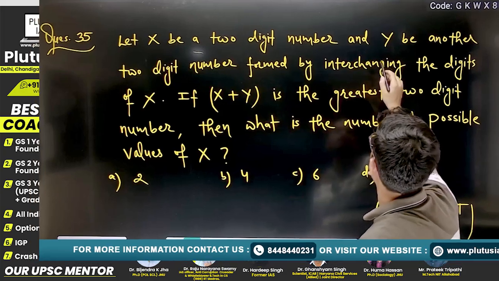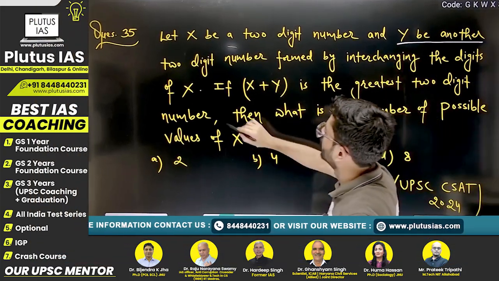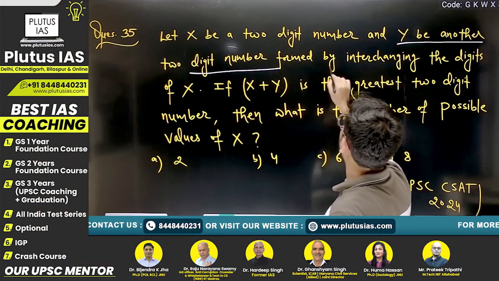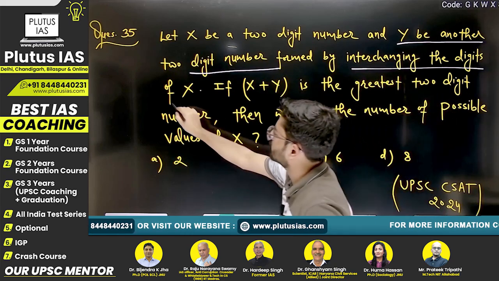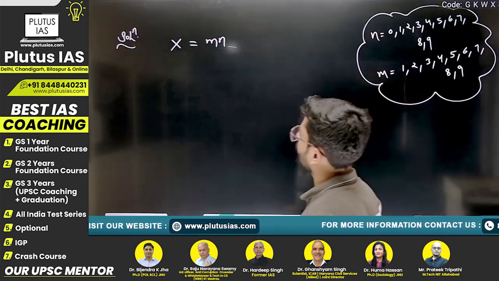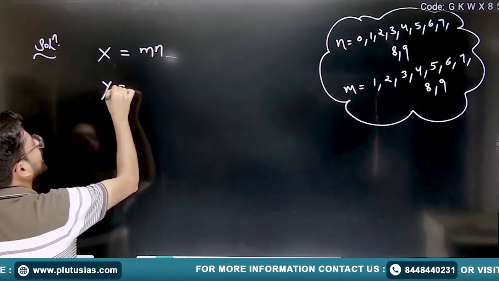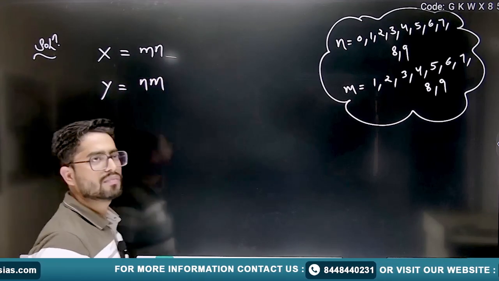Now the second line is, let y be another two-digit number formed by interchanging the digits of x. Now interchange the digits of x, you will get your y. So y is what? y is nm.